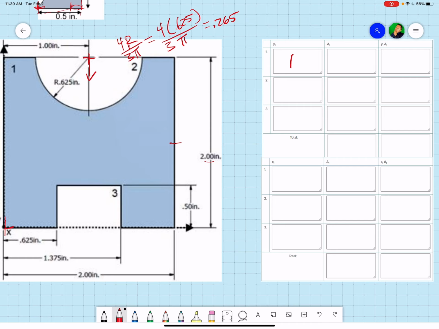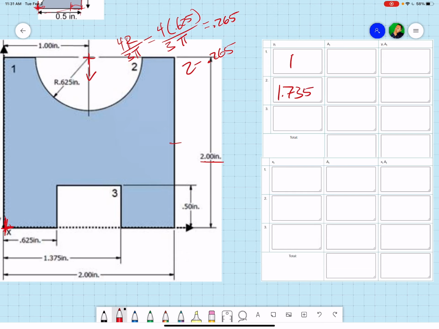Okay. Now that is how far down from the center of the circle. However, our centroid location, the origin, is down in the bottom left corner. So we need to really do 2 minus that. So we have 2 minus 0.265. And that value gives us 1.735. Close enough. There we go.